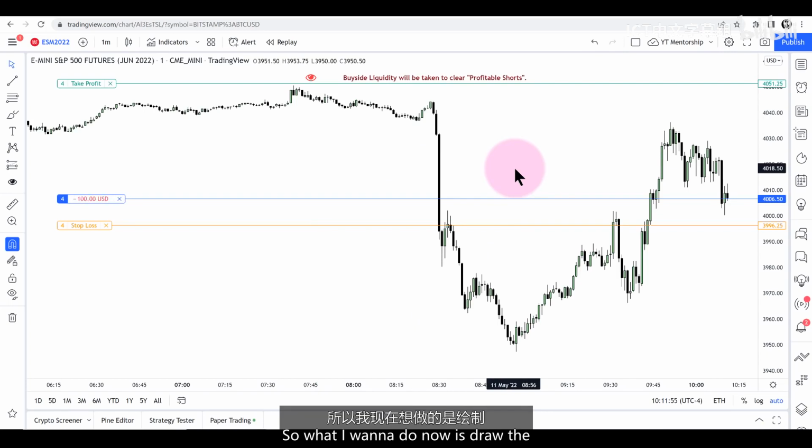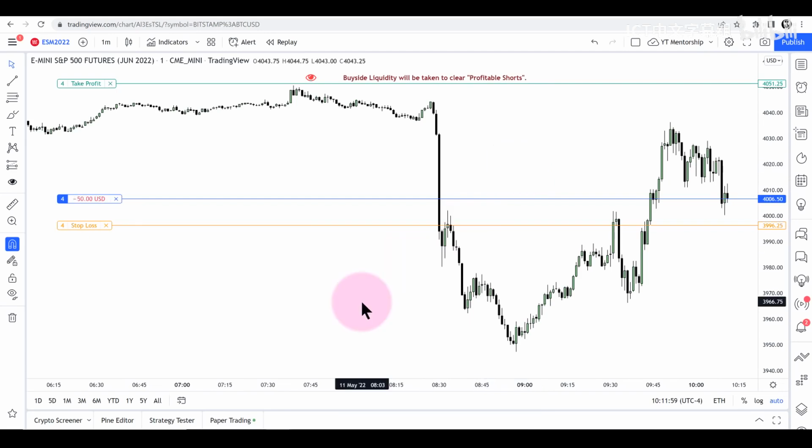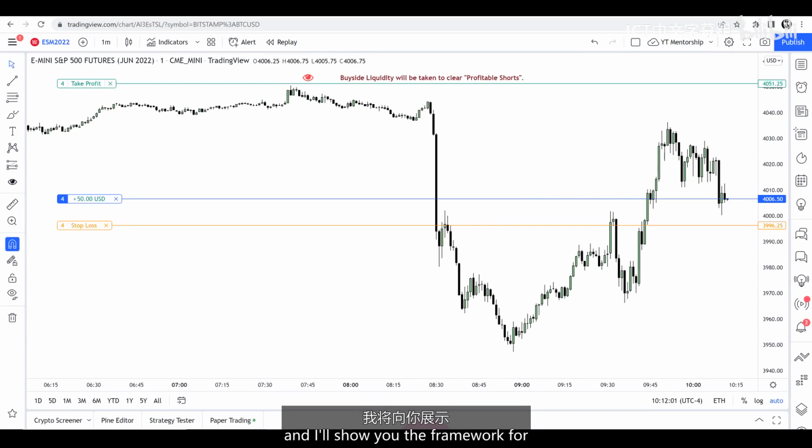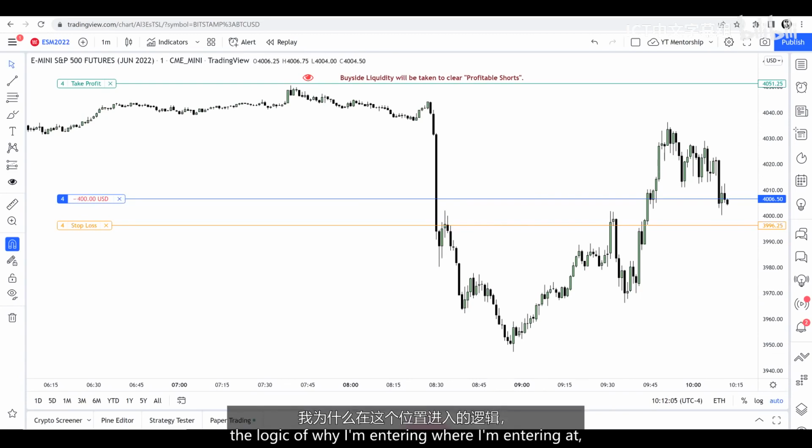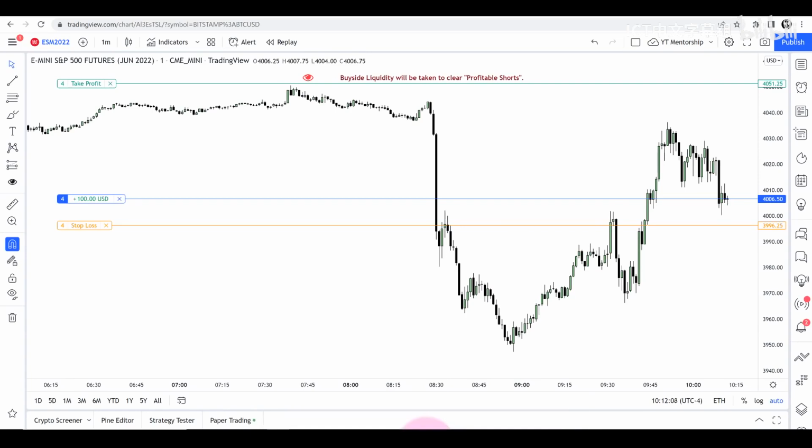So what I want to do now is draw the buy side and sell side liquidity pools, and I'll show you the framework for the logic of why I'm entering where I'm entering. I want you to take a look at the chart first and see if you understand what I'm capitalizing on. Pause the video.